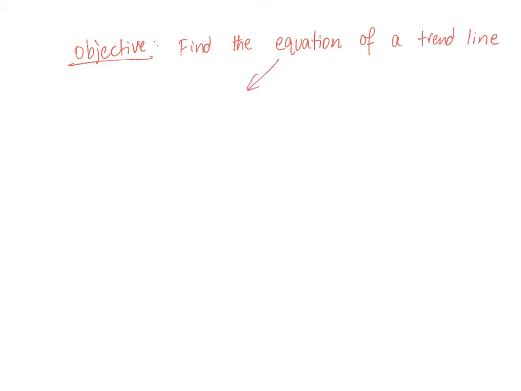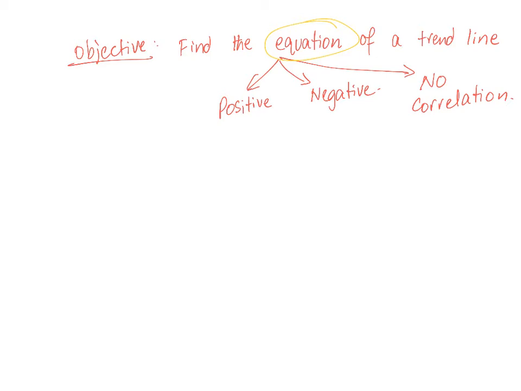So now we'll use one specific method to find the equation of a straight line. So this is our objective: find the equation of a trend line. Now that we've identified one of the correlations, positive, negative, or no correlation, we want to find the equation for that correlation.